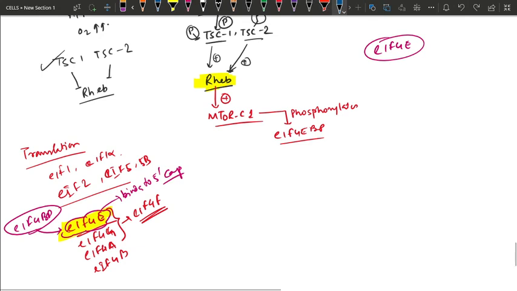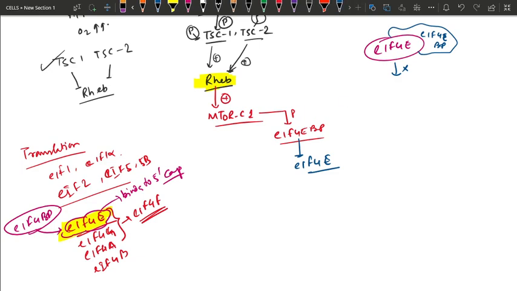When EIF4E is bound with this EIF4E binding protein, it cannot perform its function, because the EIF4E binding protein is actually inhibiting the action of the EIF4E normally, when there was no phosphorylation. But when it gets phosphorylated, it cannot inhibit. As a result of that, EIF4E is activated, and then translation takes place.